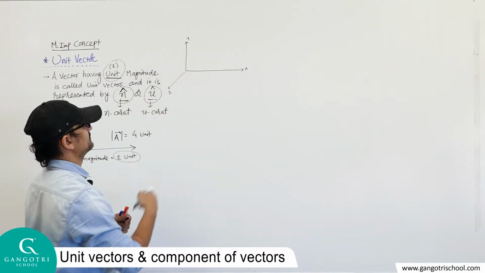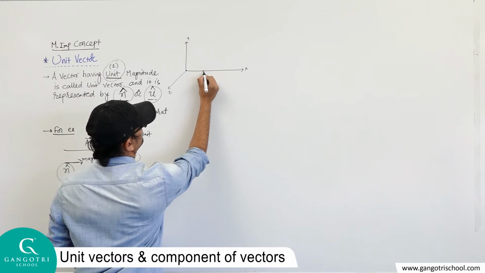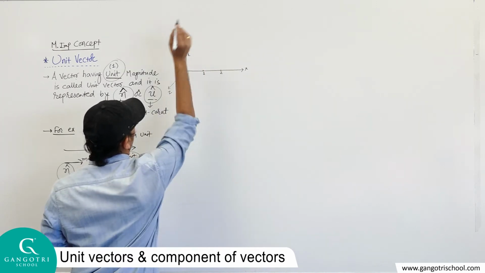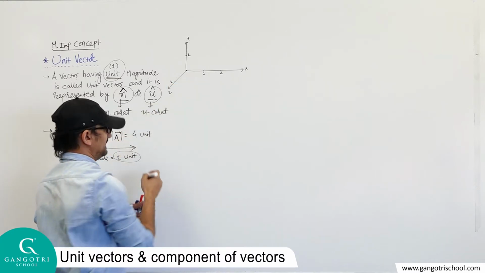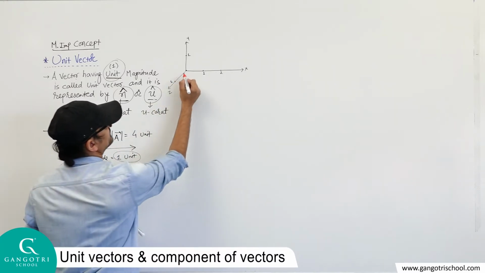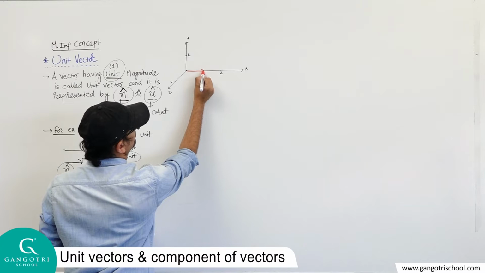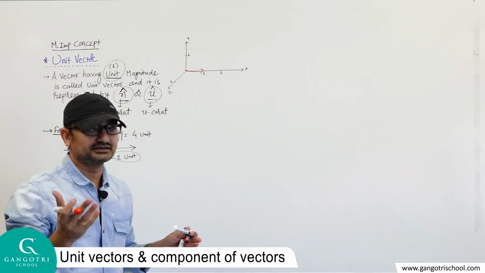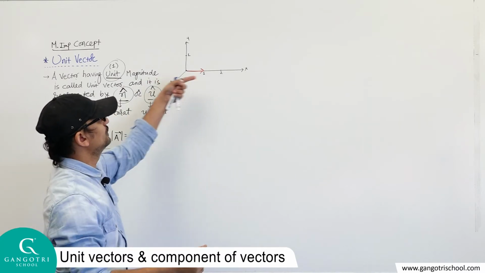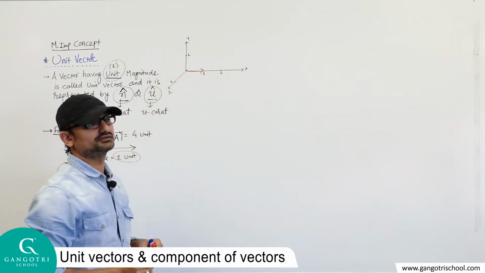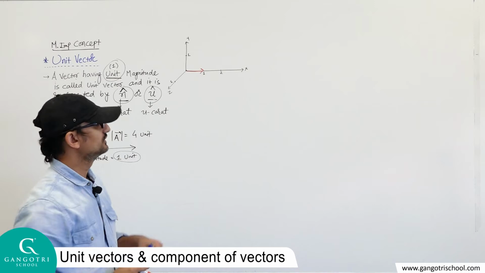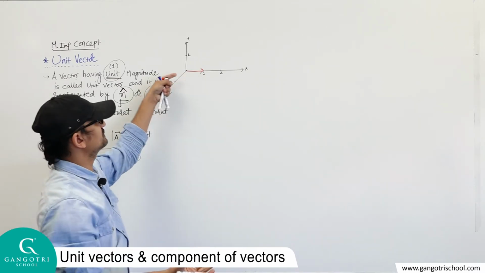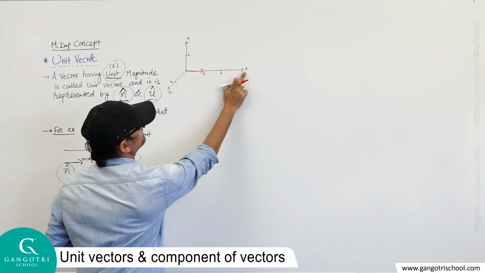Now I'll write the coordinates. This is the origin. Suppose this is 1, 2, and so on. Here also 1, 2, and so on. Here also 1, 2, and so on. Now look at this red color vector. From the diagram, it is very easy to say. If anyone asks you what is the magnitude of this vector, the answer is 1. So this vector is a unit vector, definitely, but in which direction? This is the unit vector in x direction.